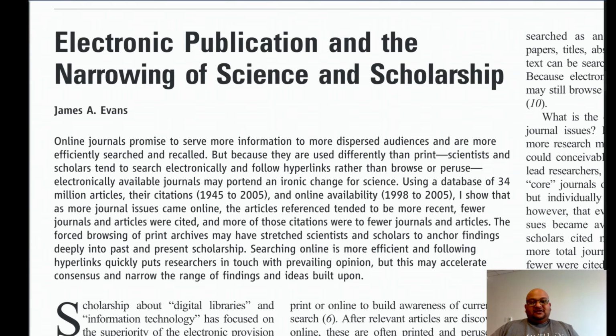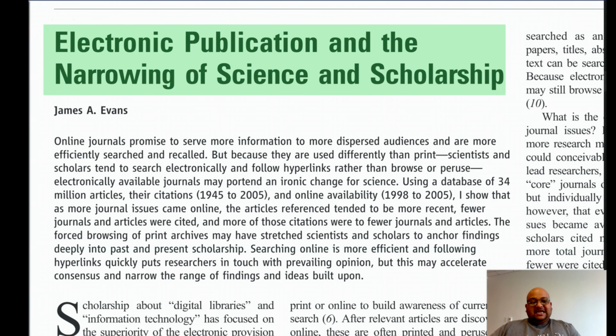Hi, folks. So today I want to take a break from the computer science papers we've been reading lately and look at something a little bit different. This was a paper published in Science in 2008 and looks at how the online availability of journal articles affects their citation patterns. This caused some controversy when it was first published because the author's results here are quite counterintuitive.